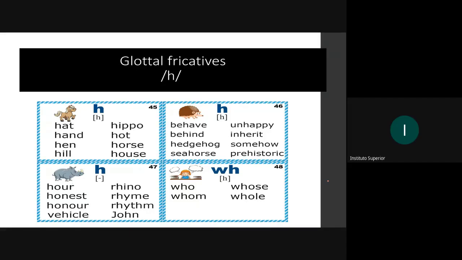But it's important to mention, very, very important, that there exist some words that are produced with a silent H, okay? For example, we have words like honest, honor, vehicle, rhyme, reason. We have this kind of word where the H sound is silent, like in Spanish.